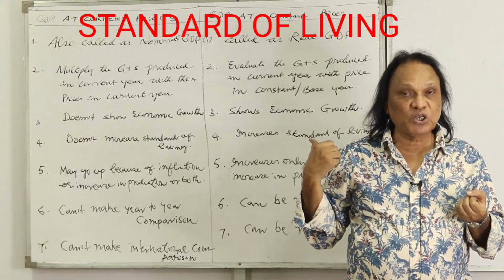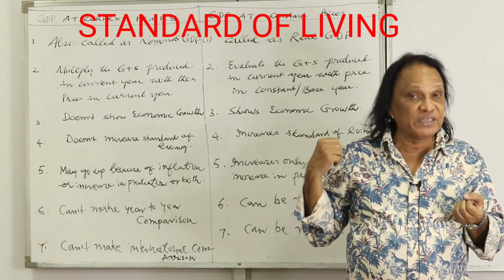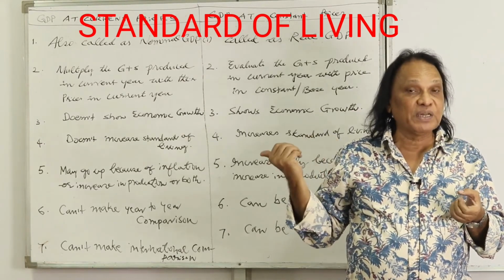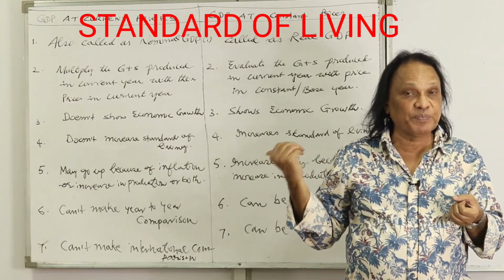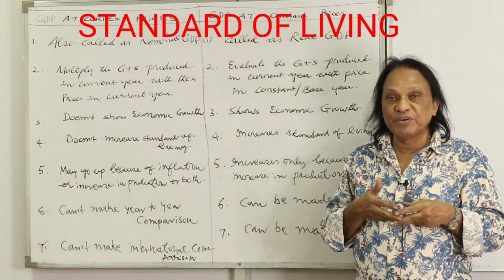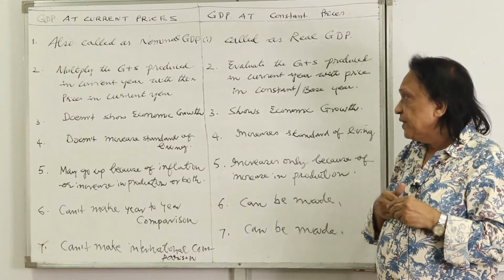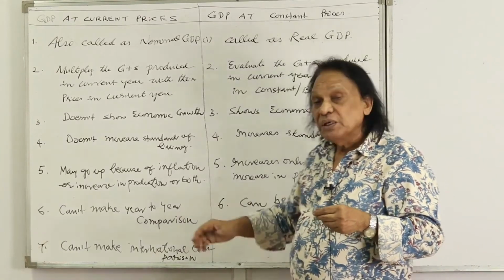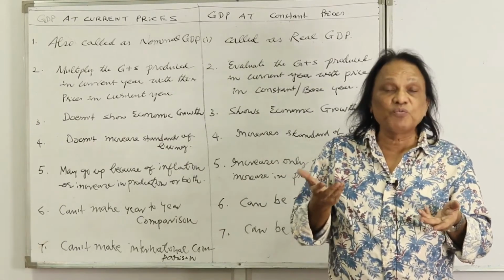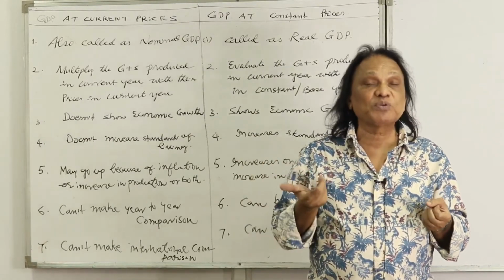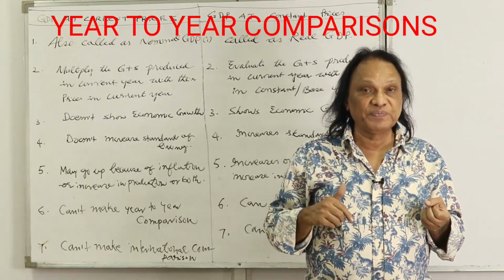So nominal GDP does not show economic growth. Real GDP shows economic growth. Nominal GDP does not show the standard of living of the people. Real GDP shows the standard of living of the people. The next point is year-to-year comparison. We cannot make it in terms of nominal GDP.